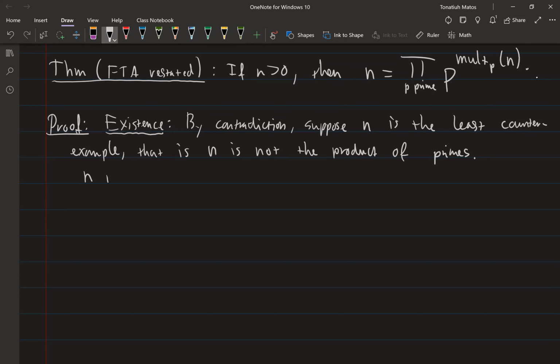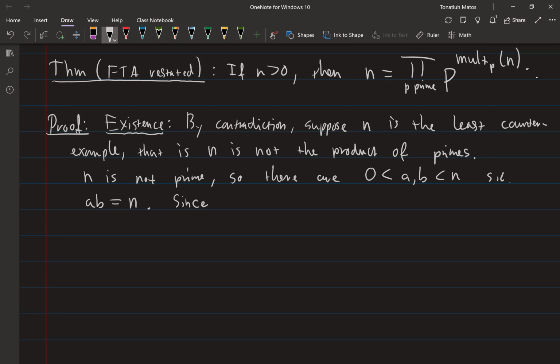Okay, so n is not prime, because if it were, it would be a product of itself, a product of one factor. So n itself cannot be prime. So it must be composite. It must have more than two divisors. So in particular, we can find two positive integers, a and b, smaller than n, such that they divide n, or more so, the product is n, right?